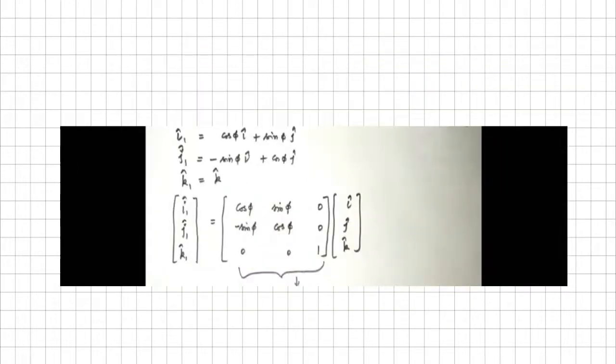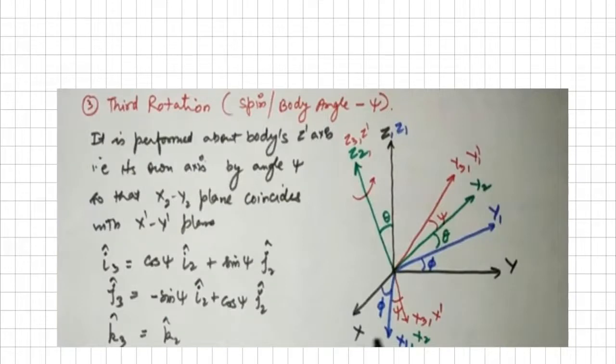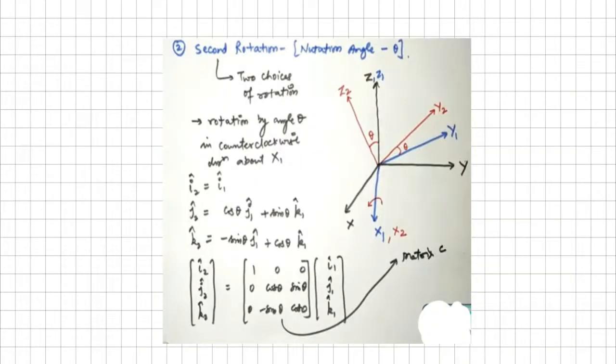Next, this I have discussed. This one, the second rotation or the nutation angle theta. Now imagine these black lines, x-axis, y-axis, z-axis. This was initially before any kind of transformation. Now what we did, we had the first rotation, by which we got the new coordinates.